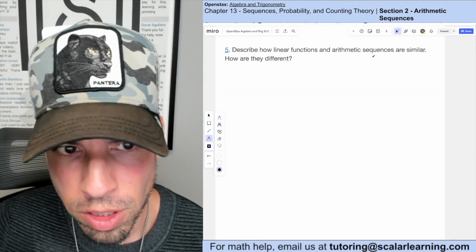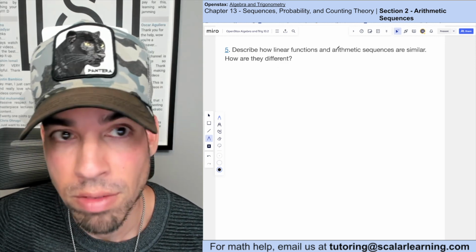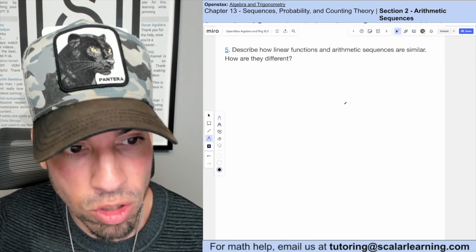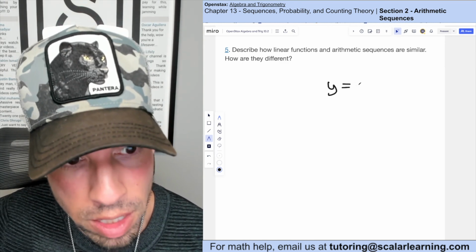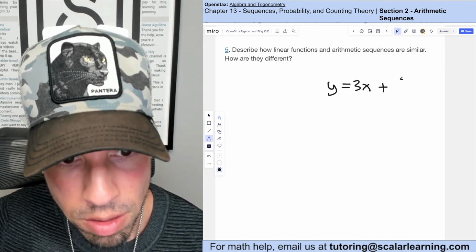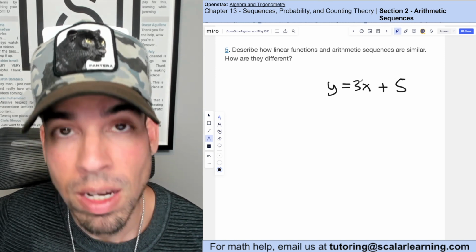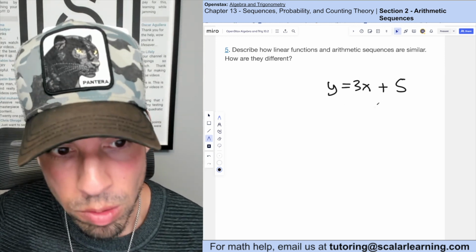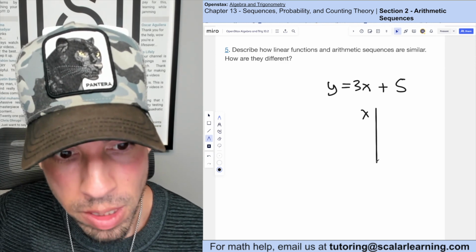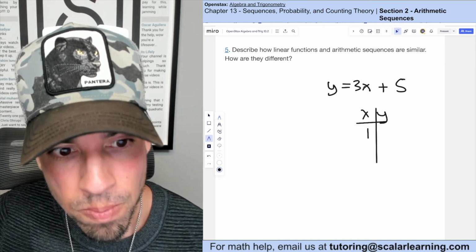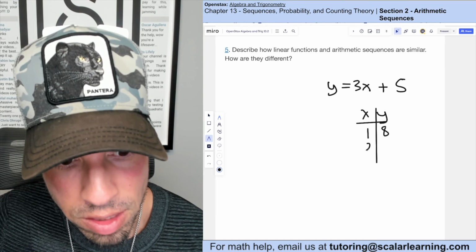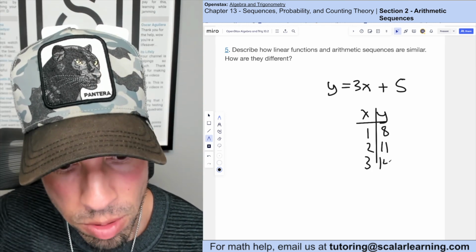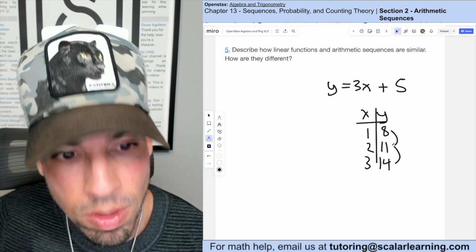Describe how linear functions and arithmetic sequences are similar. How are they different? A linear function is the same in the way that there's a constant slope. Take this example, y equals 3x plus 5. As we increment the x value by 1, 2, 3, here I'll make a little table. When x is 1, y is going to be 8. When x is 2, y is going to be 11. When x is 3, it's going to be 14. So you see we have a common difference of 3.